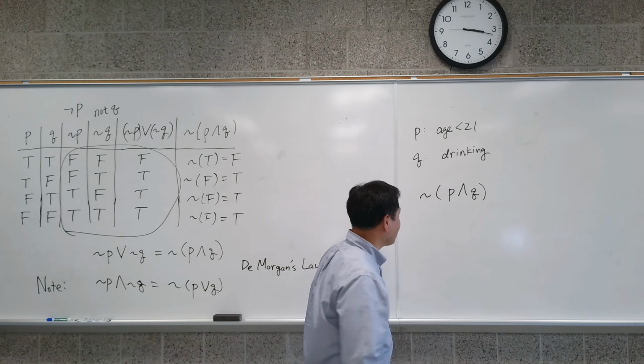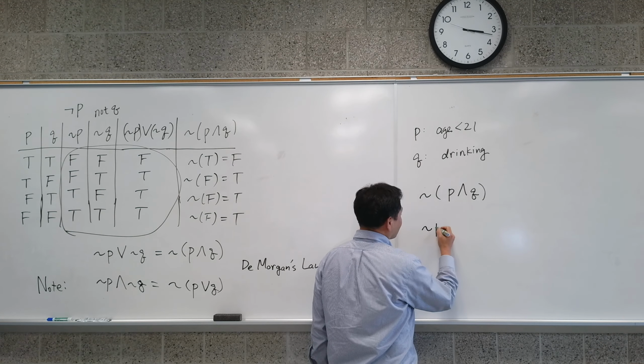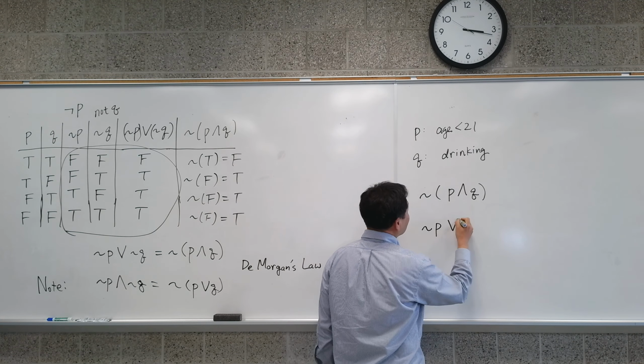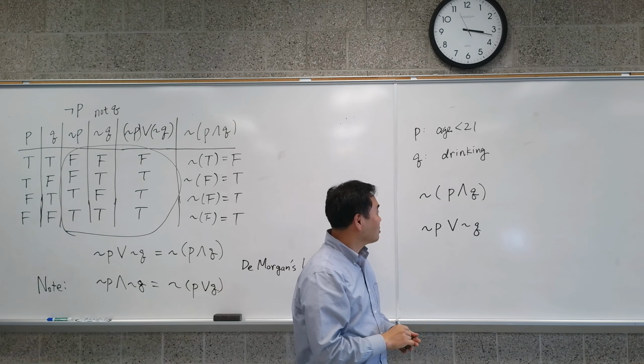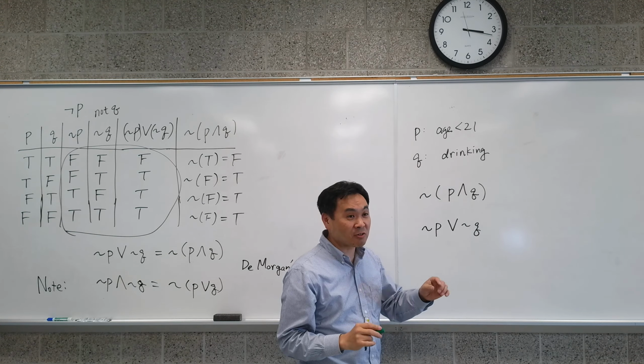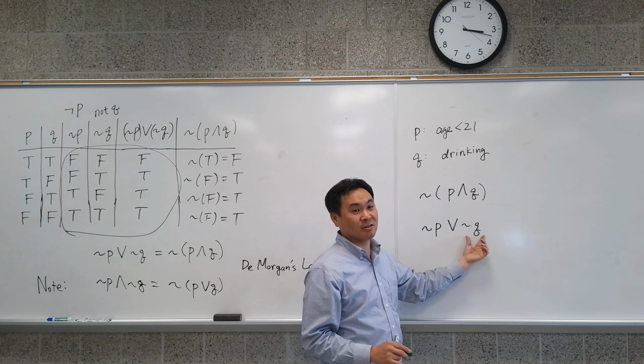Now, is this the same thing as not underage or not drinking? Makes sense, right? For every person that you see in the bar, you might go ask, are you underage? Are you drinking? And if they're both true, then it's bad. So it better not be true. You want this value to evaluate to true for every person. But here you're saying for every person, this person is either not under 21 or not drinking. Then this is fine.